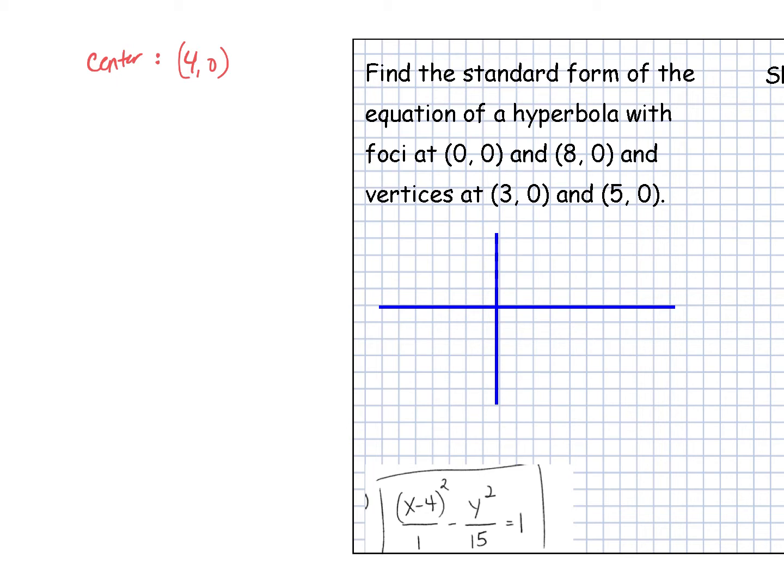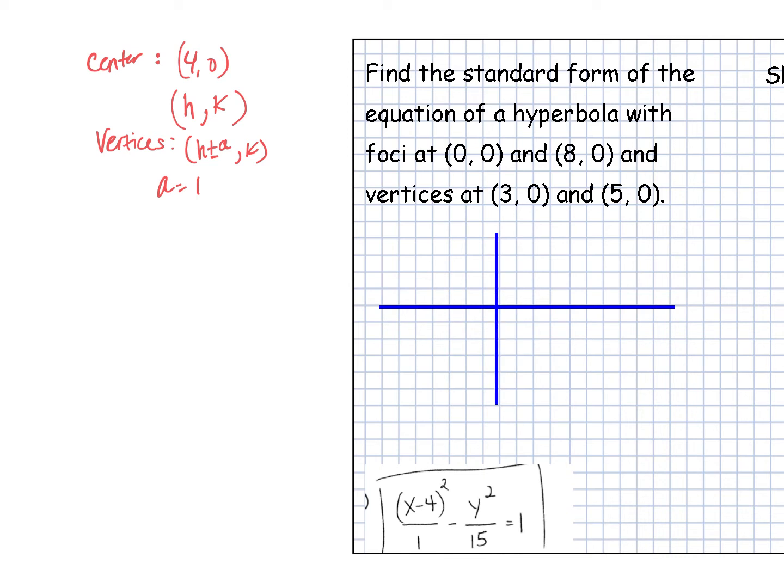By definition, your vertices and your center are A units apart. So to go from the 4, which is your H, to your vertex, which is H plus or minus A, comma K, that means that our A is 1. Okay with that?